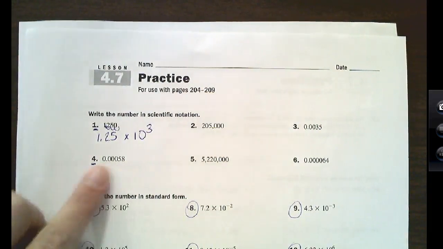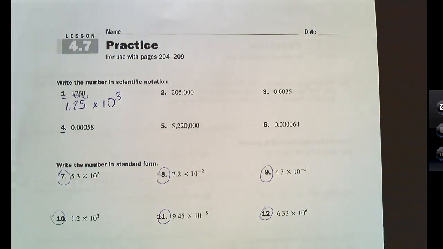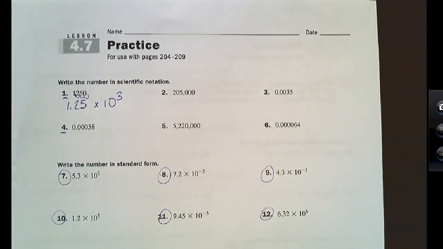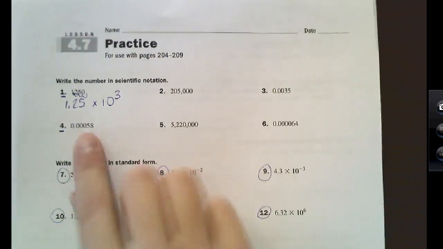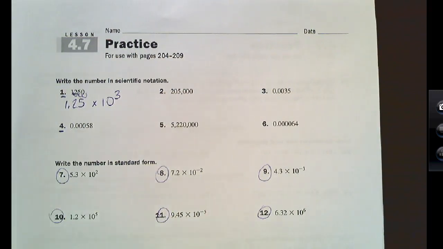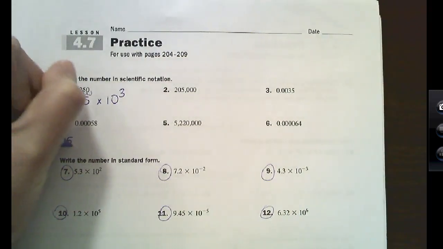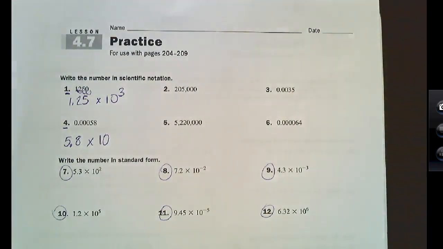So go ahead and try number 4 on your own form. Yep, try number 4. So your first step is to create a number between 1 and 10. So you want a number greater than or equal to 1, but less than 10. What number did you make, bud? I love it, 5.8. That's perfect. Go ahead and finish it from there.